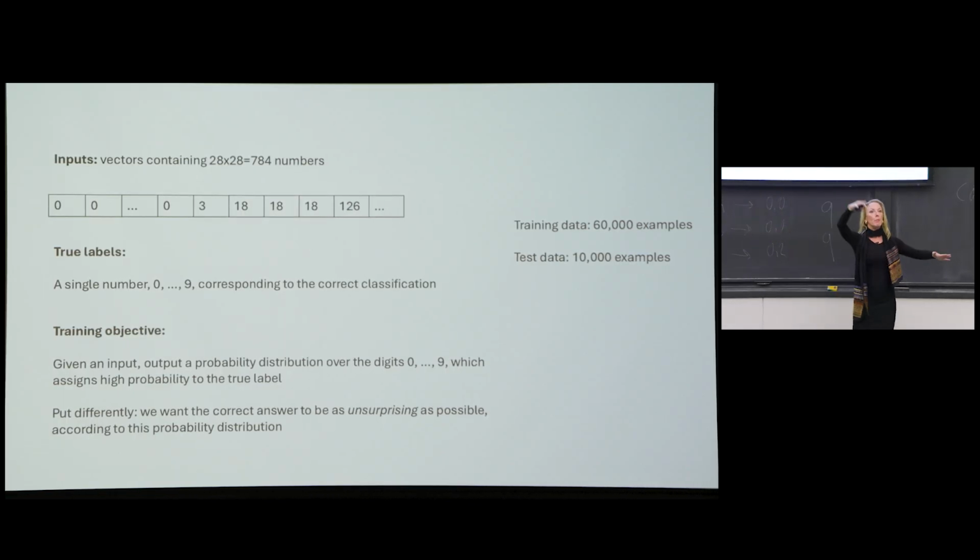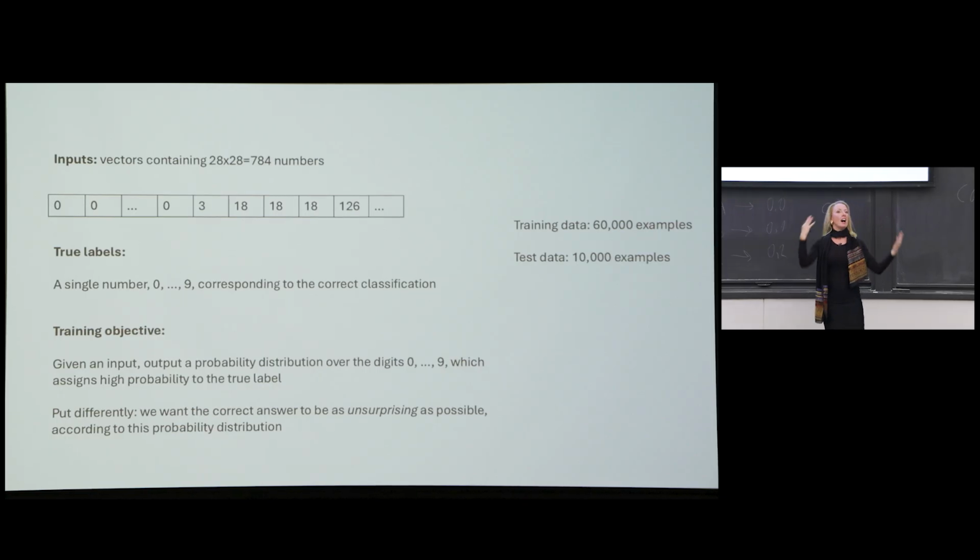I want a probability distribution over these. One that assigns as high a probability as possible to the correct answer, and correspondingly low probabilities to everything else. Put differently, we want the right answer to be as unsurprising as possible. We want it to be banal. We want it to be boring, like, yes, I knew exactly that that was what was going to happen, okay?